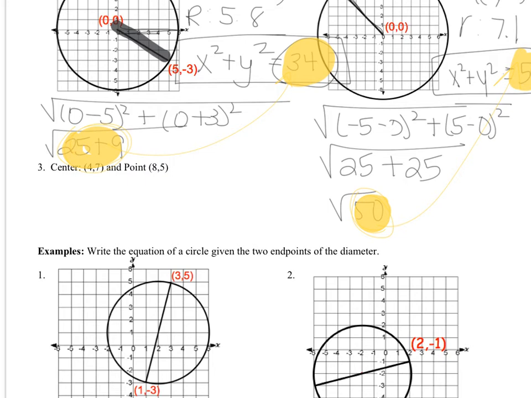So looking at number 3, I didn't give you a picture, but I gave you the center and I gave you the point. So since I gave you the center and the point, all you have to do is find the distance between the center and the point to get your radius, and then you can write your equation. So go ahead and pause this video and try that problem on your own.